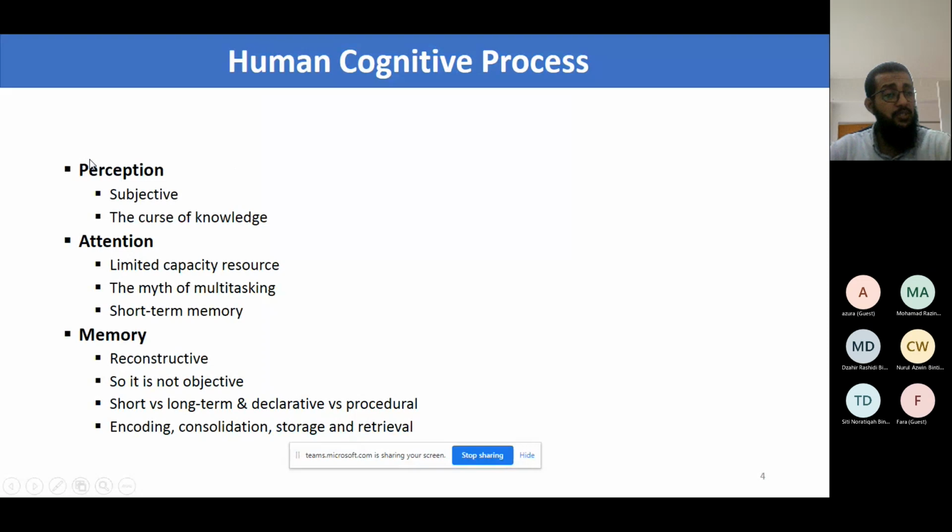Then we talked about attention, which is a very limited resource, and the myth of multitasking, and the concept of short-term memory, and some aspects of memory, like memory is reconstructive, it is not objective, so you have to be aware of that. And there is something called long-term memory, so you have to reconsolidate your new information to move information into that memory. And you have something called procedural memory as well as declarative memory.